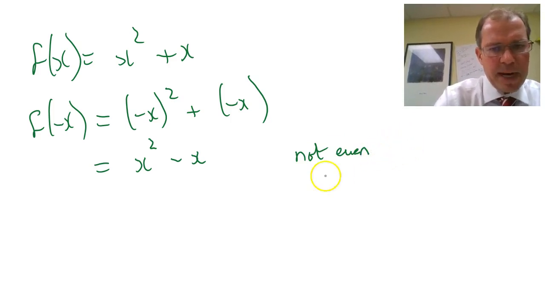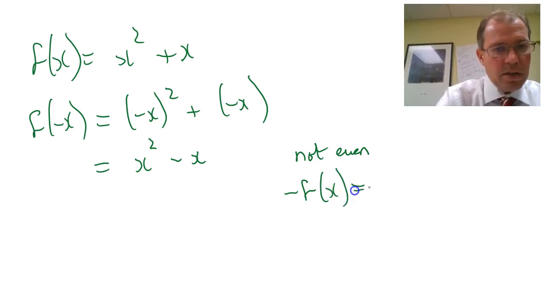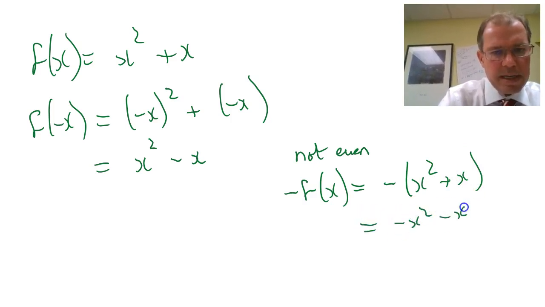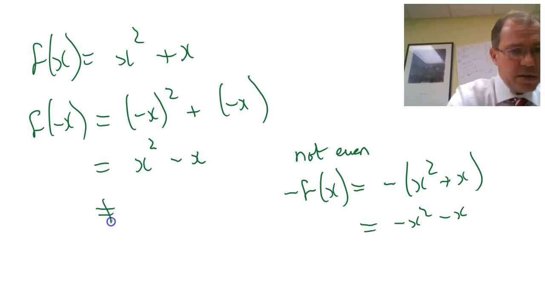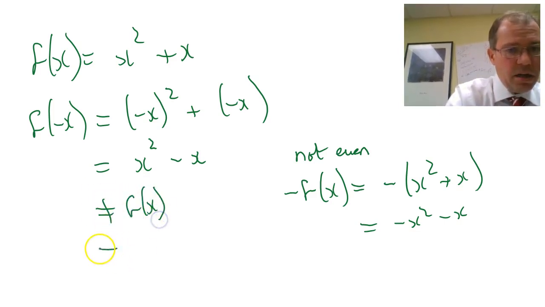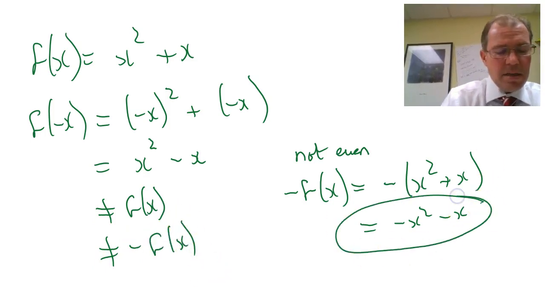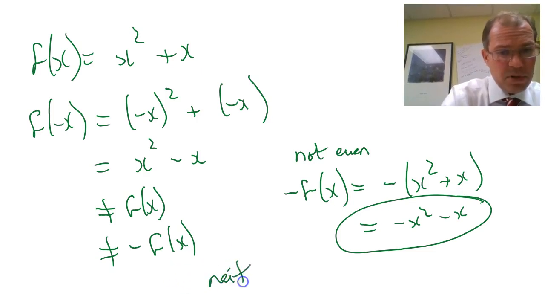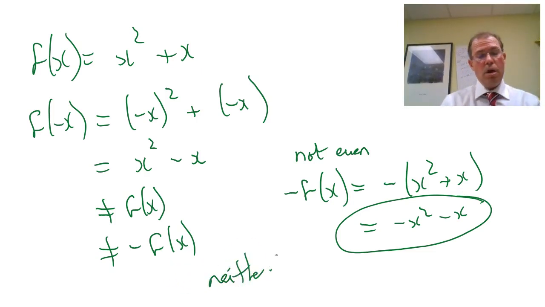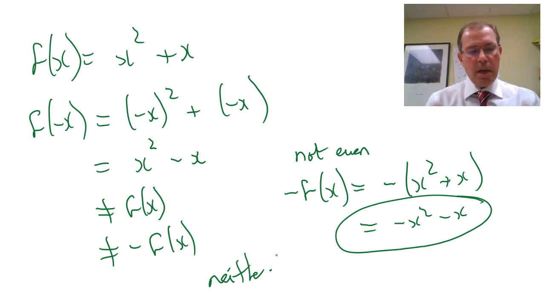Let's have a look at minus f of x, just to check. So minus f of x is minus x squared plus x, which is minus x squared minus x. So it's not equal to f of x, so it's not even. It's not equal to minus f of x, because that's here. So it's not even, and it's not odd. So this is neither. This is an example that's neither even nor odd. So that's a good example.